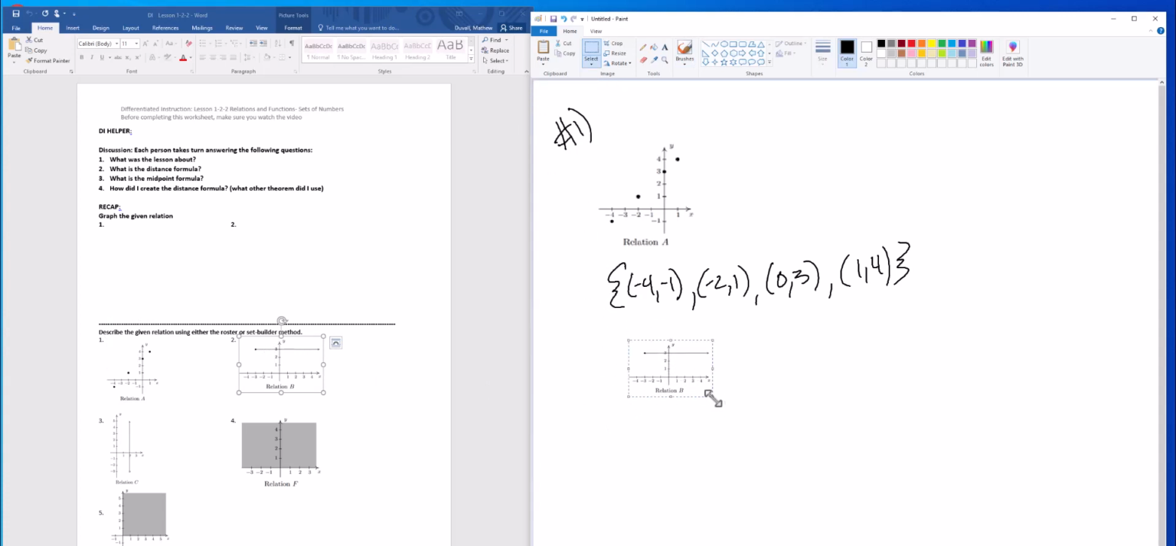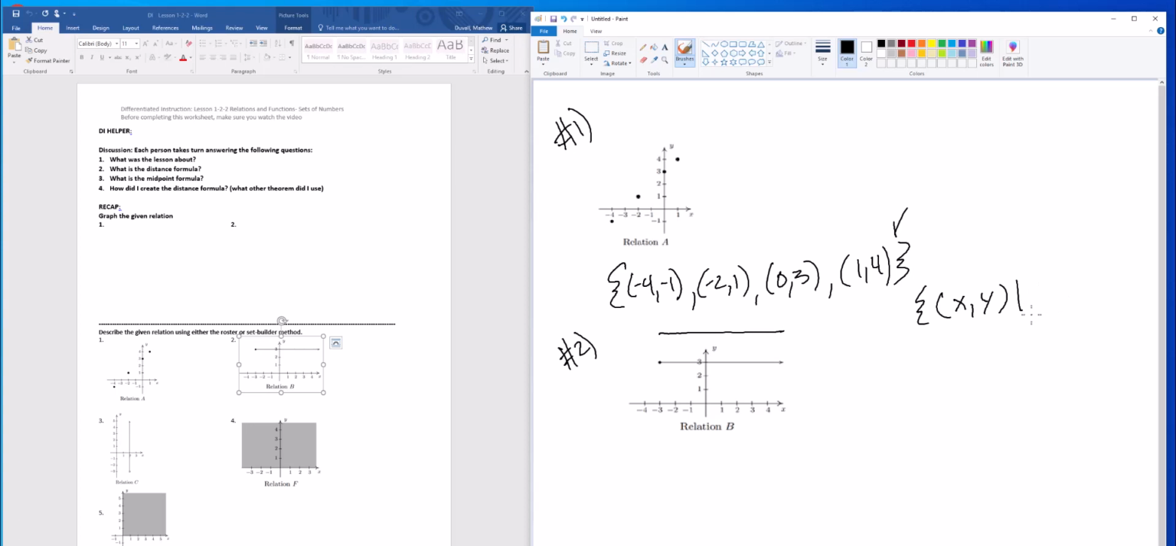For number 2, so we kind of have to parse this. So this one we're going to have to use the set builder method, and the reason is there's an infinite number of numbers, right? Just the fact that it's a solid line all the way through tells me I'm going to have to use set builder, because I can't list an infinite number of numbers. We just can't do that. So that means that it's going to look something like this, and then I have to explain what my x and y are.